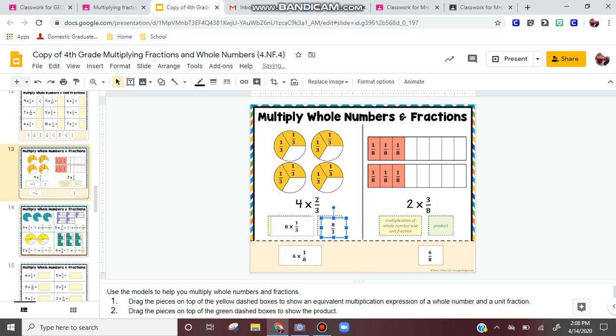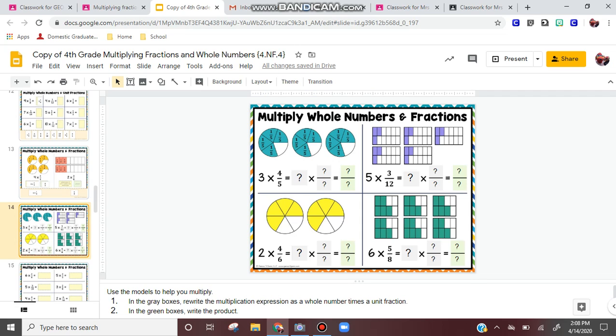All right, number 14. In the gray boxes, rewrite the multiplication expression as a whole number times a unit fraction. Oh, so they'd be individually. So 1/5. So you have 1, 2, 3, 4, 4, 8, 12.